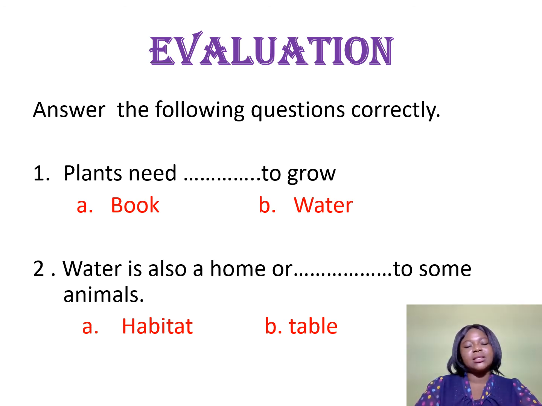Evaluation. Let's take our pencil and exercise book to write the following evaluation down. Answer the following questions correctly, okay? So the first one is, plants need dash to grow. A, book. B, water. So you put the correct answer there. Take your time to write the question correctly, okay? And answer it correctly. Good. Two, water is also a home or dash to some animals. A, habitat. B, table.